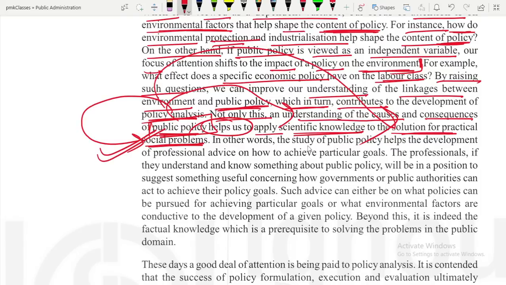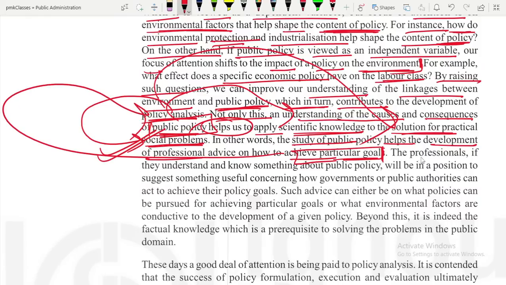Now in other words, the study of public policy helps in development of professional advice on how to achieve a particular goal. Okay, किस तरीके से कोई पर्टिकुलर गोल को अचीव करना है, दैट ऑल्सो वी विल गेट थ्रू दी पब्लिक पॉलिसी. सो द प्रोफेशनल्स इफ दे understand and know something about the public policy, they will be positioned to suggest something useful concerning how government or public authority can act to achieve their policy goal.